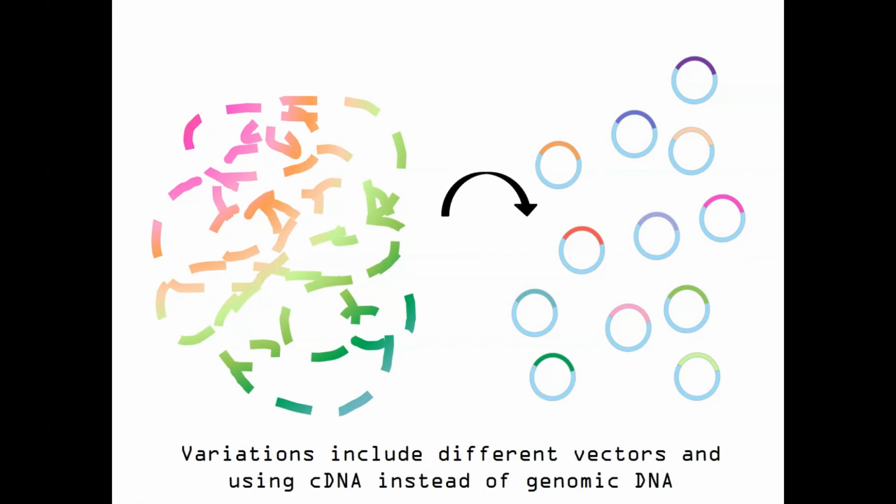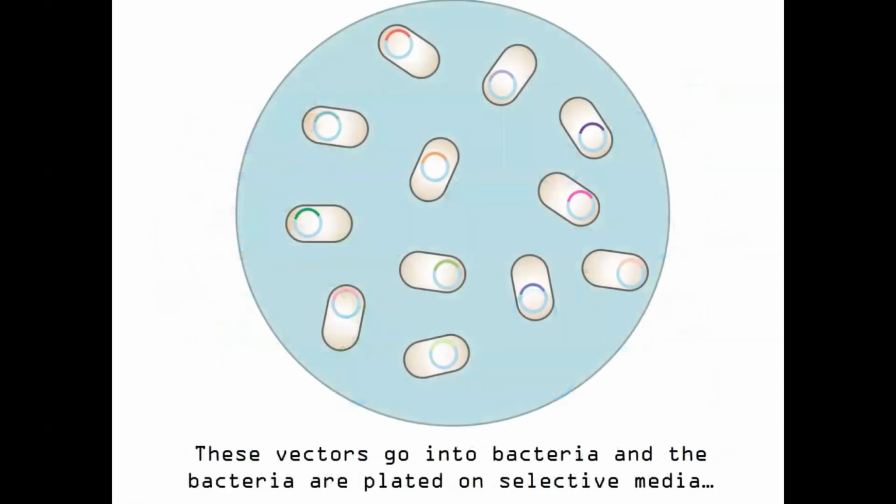Let's go back to that bacteria example. Let's say our vectors have gone into the bacteria, and you can see that each of these bacterial cells contains a different vector, a different piece of this genomic DNA. They're not doing anything with it necessarily right now, but we'll get to that part later. These vectors in these bacteria will be plated out on selective media to ensure that they contain one of these plasmids, these vectors.